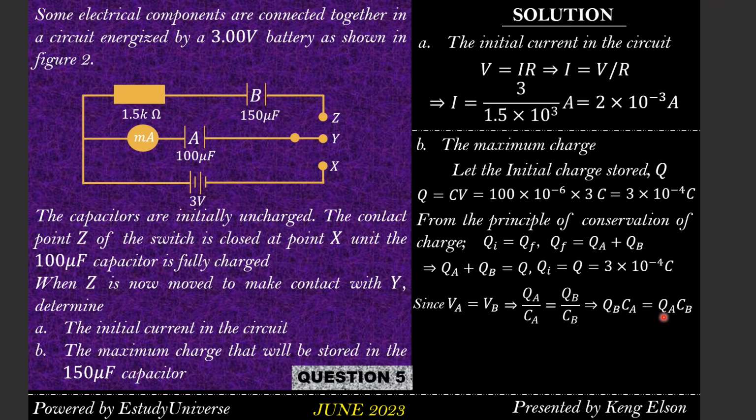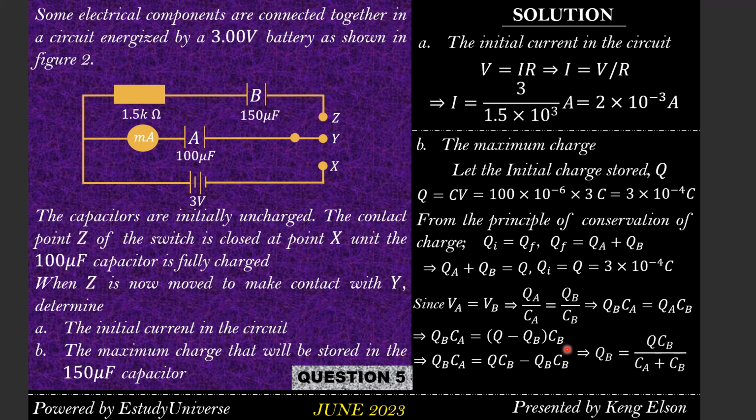Now we have two equations with two unknowns, and we can find the two unknowns. In fact, we just need one unknown, which is QB, since we are looking for the charge that will be stored in the 150 microfarad capacitor. So from here we just replace QA. If we come to the first equation, we realize that QA is Q minus QB. If we expand the right hand side, we have Q times CB minus QB times CB. We make QB the subject of the formula by adding this quantity on both sides and then dividing both sides by its coefficient. We get QB to be Q CB over CA plus CB.